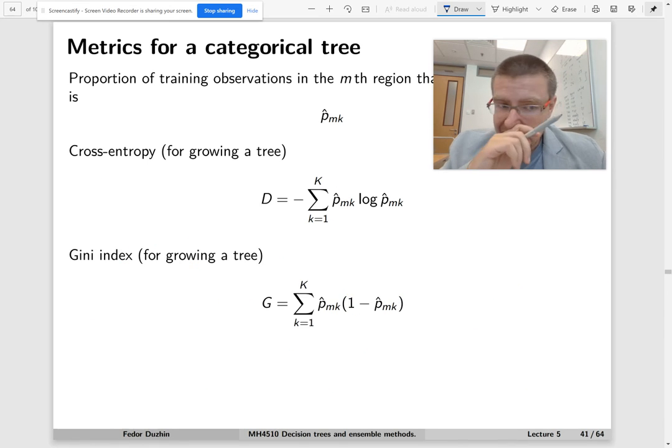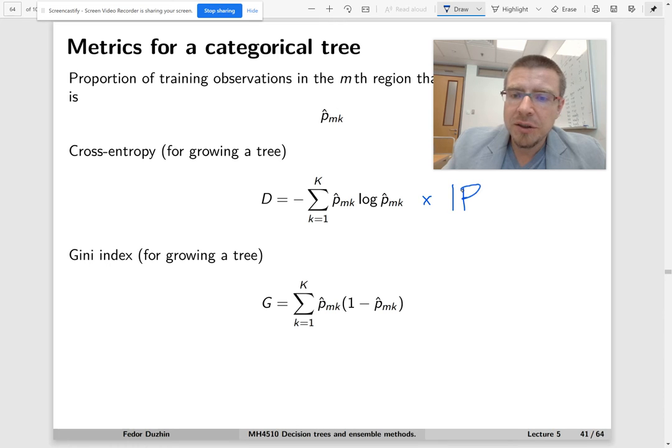So what it really means is that if this is our cross entropy for a particular region, then the familiar cross entropy for logistic regression is going to be this number times the number of observations, say the absolute value of Rm, which is the number of observations in that region.